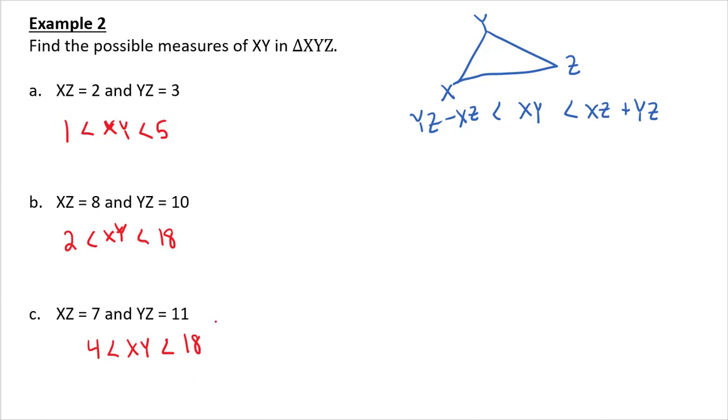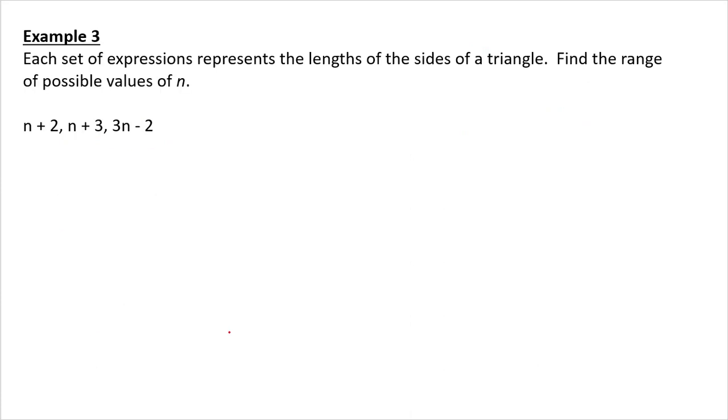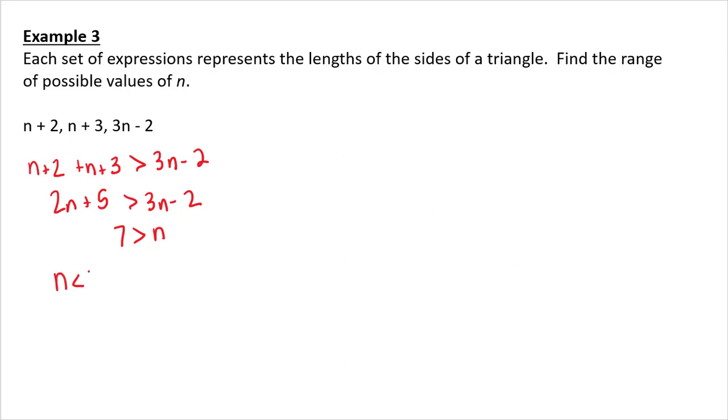Okay, so those are fairly easy ones. Now this one, we don't know what the smallest and largest and all that stuff is. So we have to set up an inequality. Okay, take two sides. Is that greater than the third side? Is that greater than 3n minus 2? Solve for n. I am going to subtract the 2n over, add the 2 over. So n has to be less than 7.